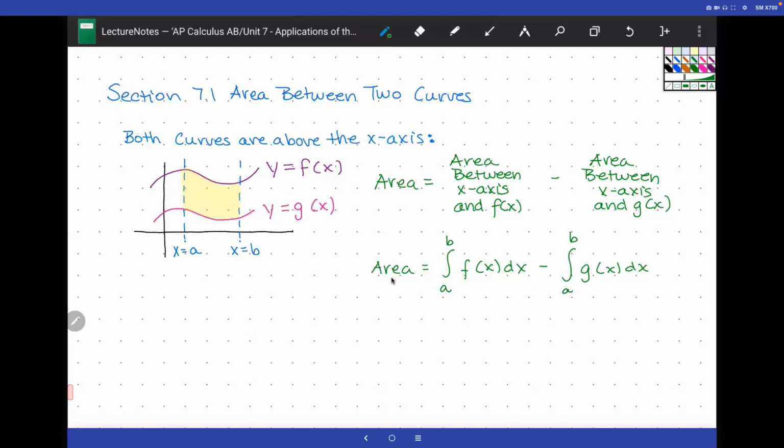And they have the same limits, the two integrals, so we can actually just combine this into one integral and say that the area is the integral from a to b of just f of x minus g of x. Ta-da!